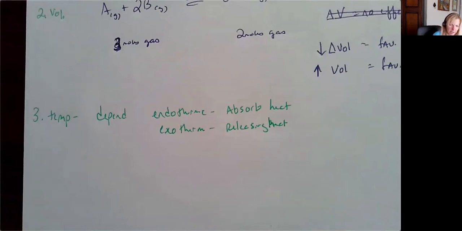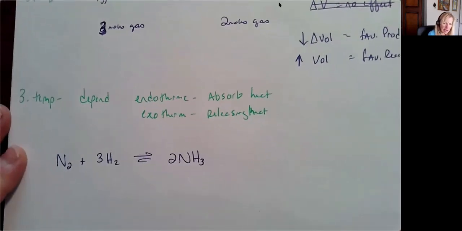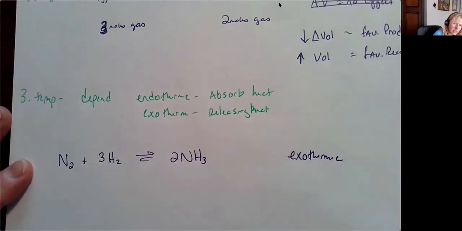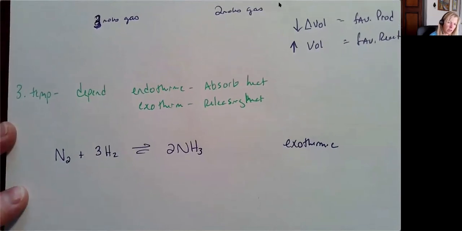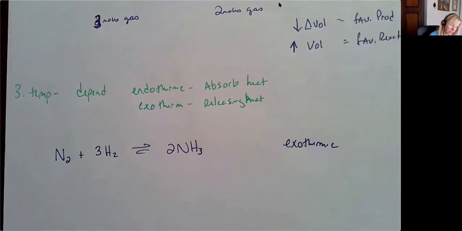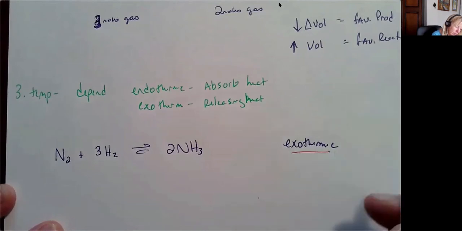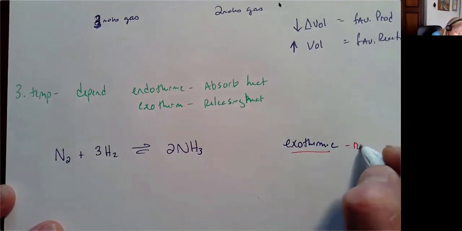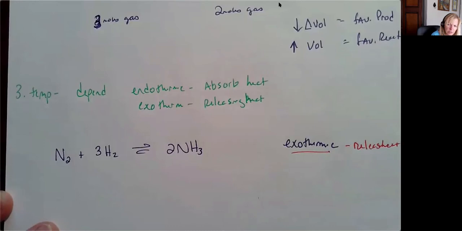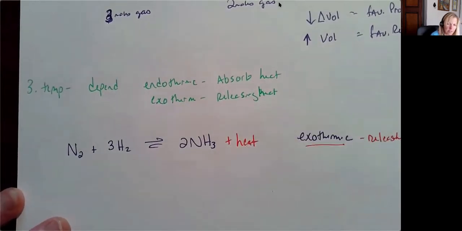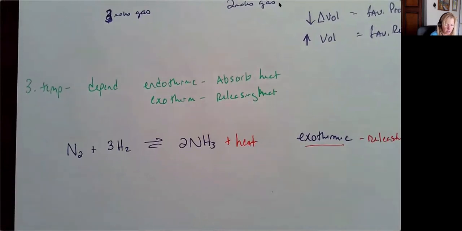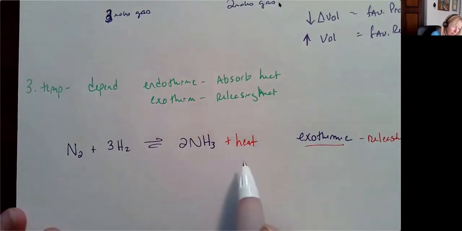So let's look back at ammonia. Now this is an exothermic reaction, meaning it's going to release heat. Here, I'm trying to figure out how temperature is going to have an effect on the shifting of the reaction. If I see it's exothermic, that means I'm going to release heat. What I'm going to do is write heat in the reaction itself, just so I can keep track of where it's going. And then that helps me.